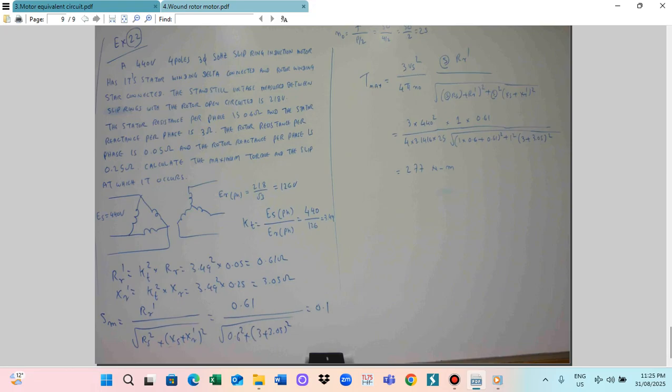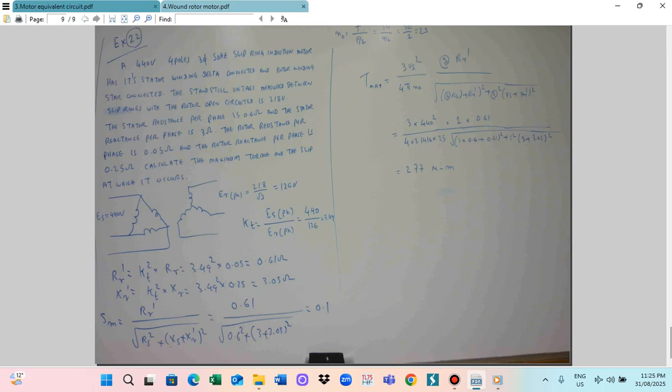So this is ER and the ES per phase. Okay, we can also calculate the KT. KT means the turn ratio between the stator voltage and rotor voltage. So KT we can calculate: ES per phase divided by ER per phase. So we get ES per phase 440, ER per phase 126, so this is the KT we can calculate.